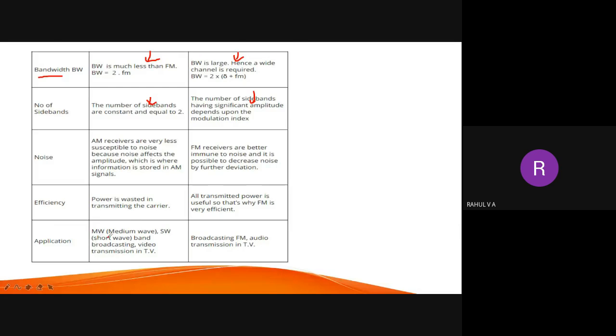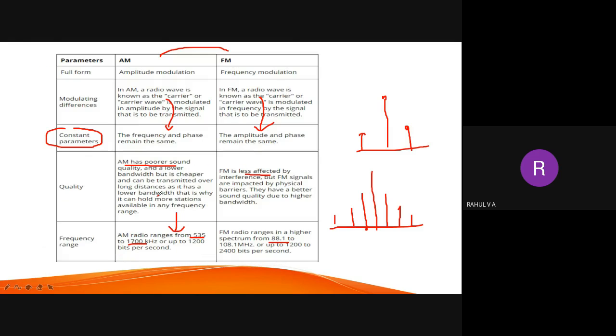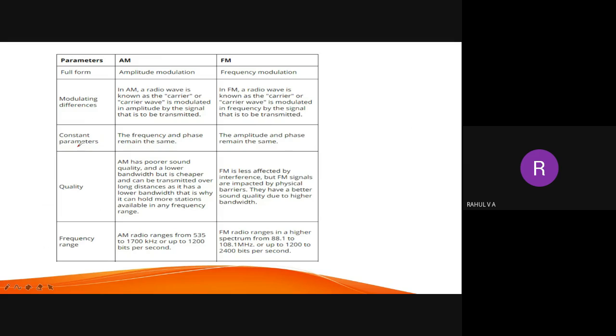Application, you don't look into the application. Medium wave and short wave, two types of band are there. Video transmission, TV, for TV application also they are using it, and broadcasting, as an FM station, and also for audio transmission for TV they are using this frequency or amplitude modulation, or frequency modulation. Okay, so if you need to learn some 5 to 6 points, you can study this first point, and just opposite to that the second point is there.